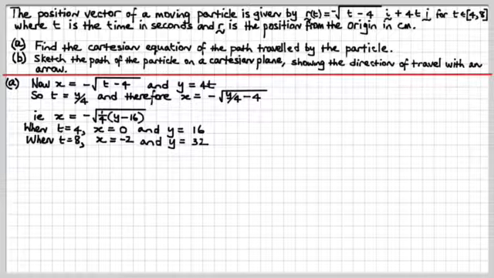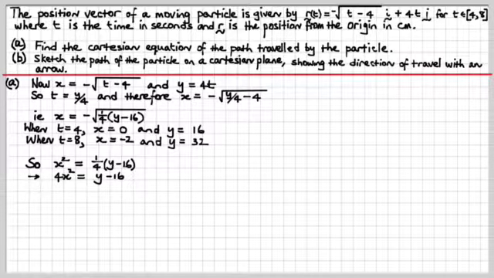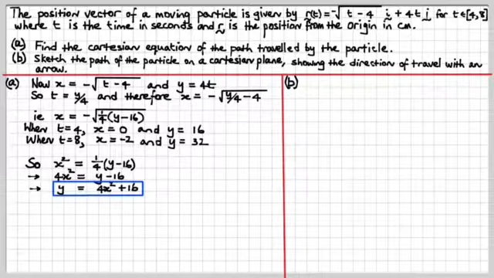Now we're ready to get our Cartesian equation sorted out. We need to solve this for y, don't we? Okay, let's square both sides, and we get that. Simplify a little bit more, and we get that. Now if we add 16 to both sides, we get y is 4x squared plus 16, which is indeed our Cartesian equation. Voila!